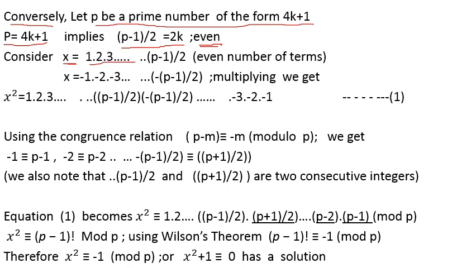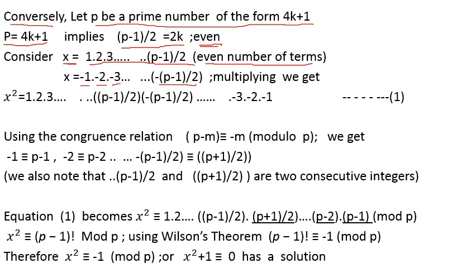X is the product of 1, 2, 3 up to P minus 1 by 2, a product of an even number of terms. When there are an even number of terms in the product, if each number is replaced by its negative, the product remains the same. So x is also equal to minus 1 into minus 2 into minus 3 up to minus of P minus 1 by 2.